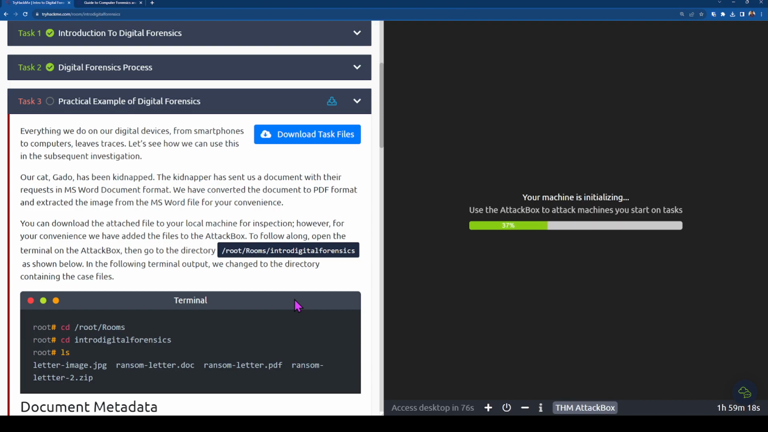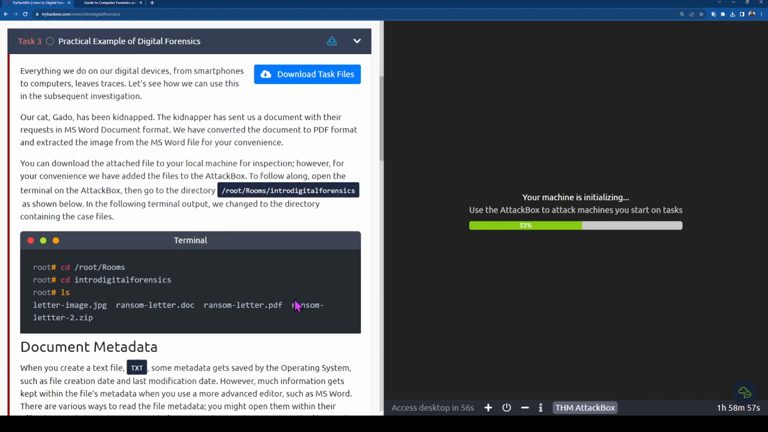The kidnapper has sent us a document with their request in Microsoft Word document format. We have converted the document to PDF format and extracted the image from the Microsoft Word file for your convenience. You can download the attached file to your local machine for inspection. However, we have added it to the attack box, which is what we're starting up here, to follow along. Open the terminal on the attack box, then go to the directory root rooms intro to digital forensics.